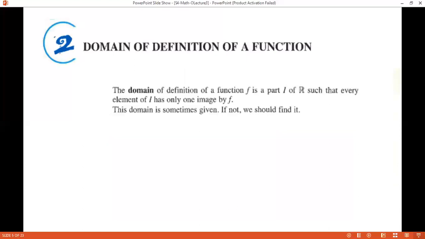But how do I find the domain of definition of a function, or what's the meaning of domain of definition of a function? The domain of definition of a function is a part I of R. It's a part of the real numbers, such that every element of I has only one image by f. And this domain is sometimes given, but if not, we should find it. Okay? So I'm going to teach you how we find the domain of definition.